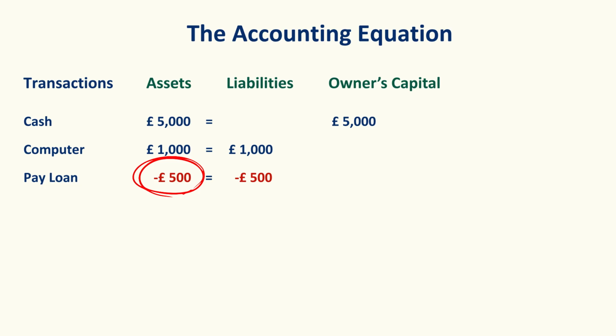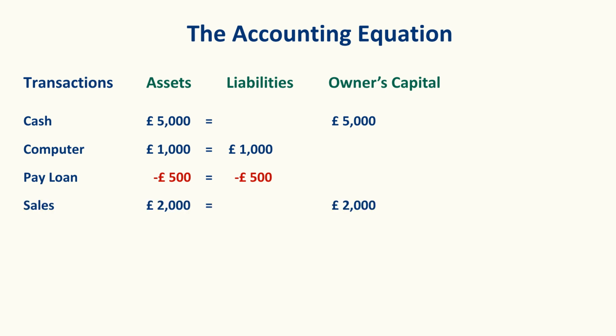Now, the business pays off £500 from a loan. That means cash goes down. So assets decrease by £500. The amount owed also goes down. So liabilities decrease by £500. Again, both sides fall equally, and the balance is maintained.